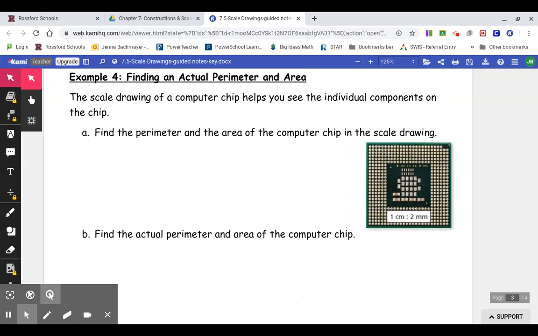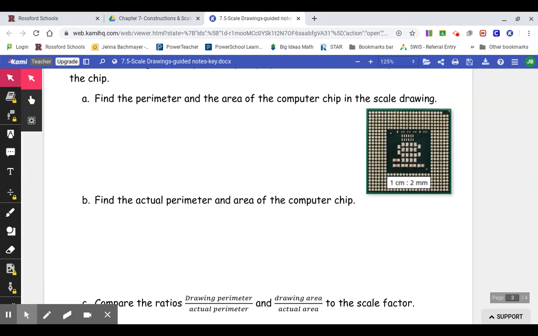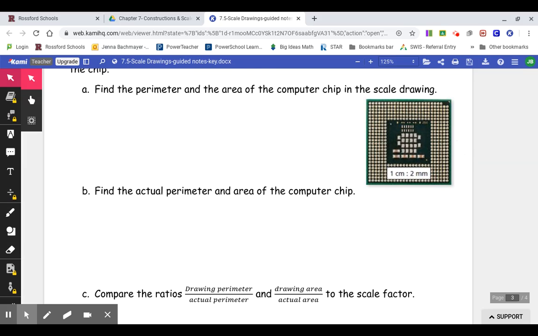All right, let's take a look at example 4. We have a scale drawing of a computer chip. It's going to help us actually see the components inside the chip that has been created. So one of the things that we need to do is find the perimeter and area of the computer chip in the scale drawing. Okay, so that's this actual image right here. I highly suggest that you pause the video and go ahead and take those measurements. We're going to use my measurements as a practice, but yours may be different. As copies are made, things tend to shrink or get enlarged. So you may want to check your drawing and actually make sure that the image lengths are still the same.